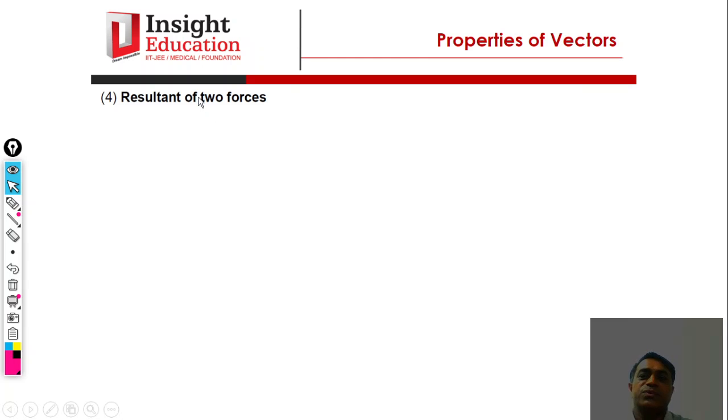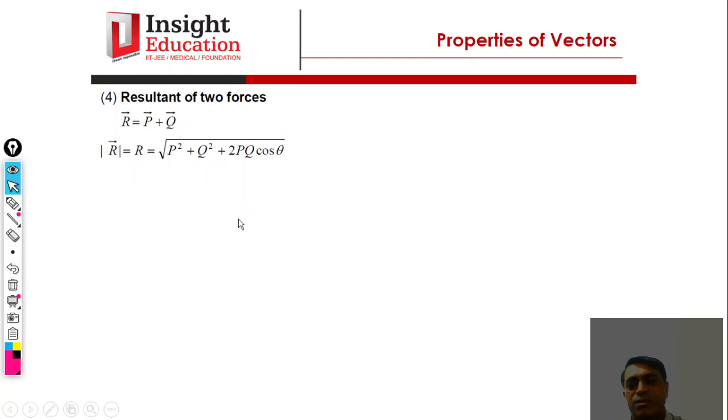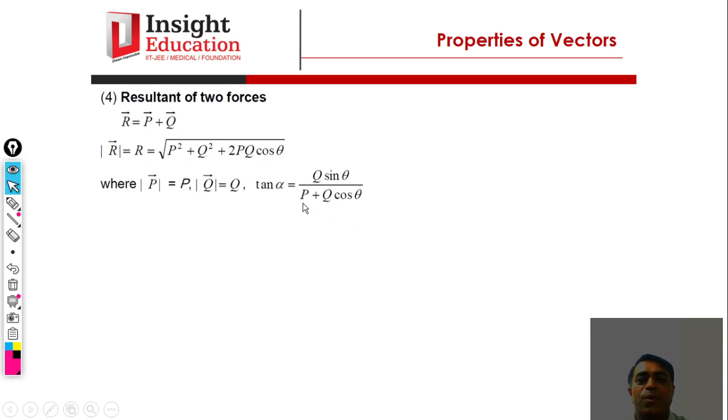So, the resultant of two forces. We have already discussed R is equal to A plus B, so R is under root A square plus B square plus 2AB cos theta. So P square plus Q square plus 2PQ cos theta, and the angle: tan alpha is equal to Q sin theta upon P plus Q cos theta.